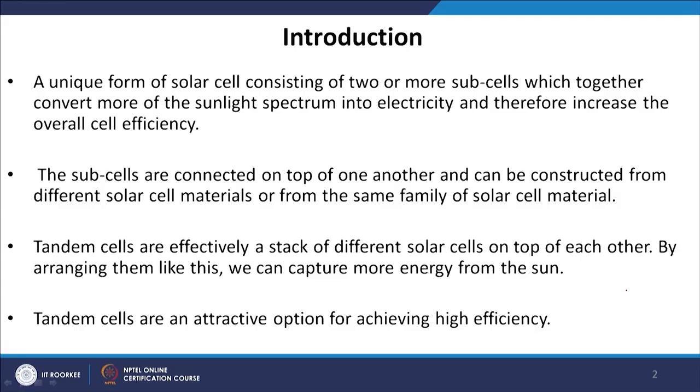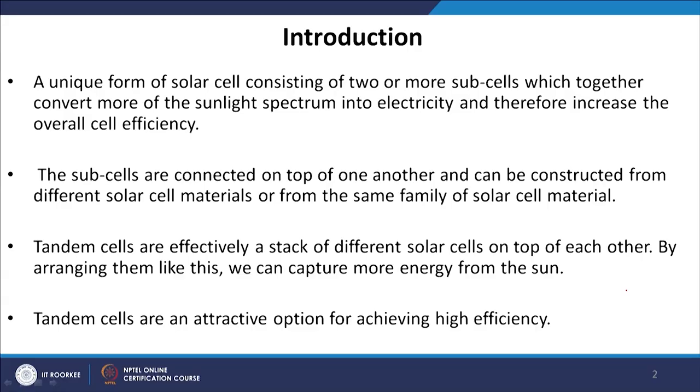The subcells are connected on top of one another and can be constructed from different solar cell materials or from the same family of solar cell material. These two components of the hybrid or tandem solar cell can be the same solar cell material, for example, you can take two silicon solar cells, or they can be from different family members, like you can take a silicon and an organic solar cell, or you can take a silicon and a perovskite solar cell. Tandem cells are effectively a stack of different solar cells on top of each other. By arranging them like this, we can capture more energy from the sun. Tandem cells are an attractive option for achieving high efficiency.